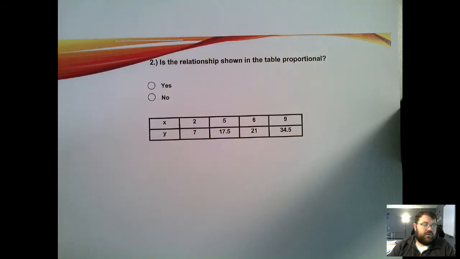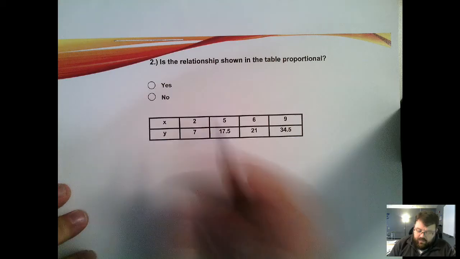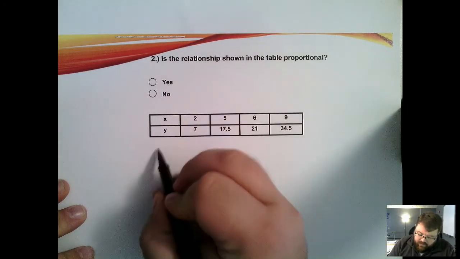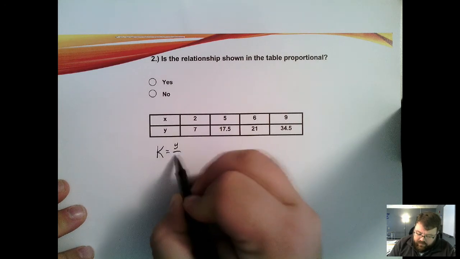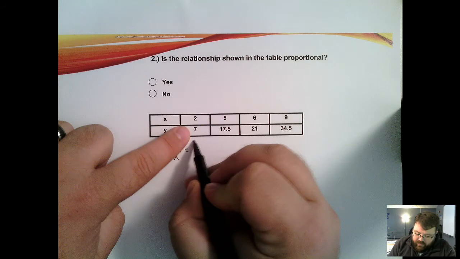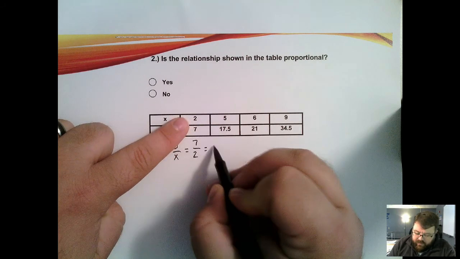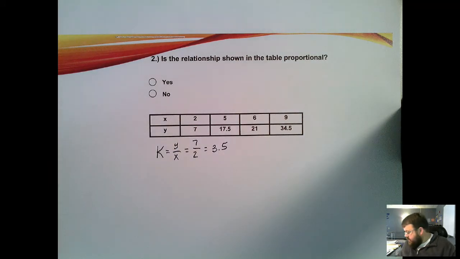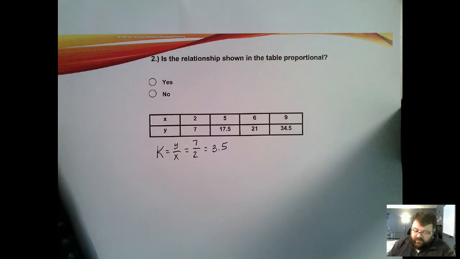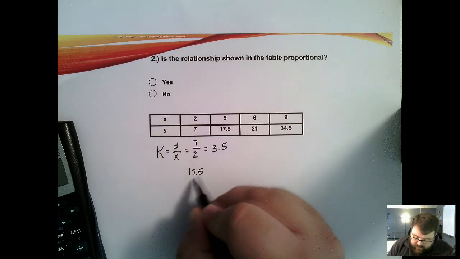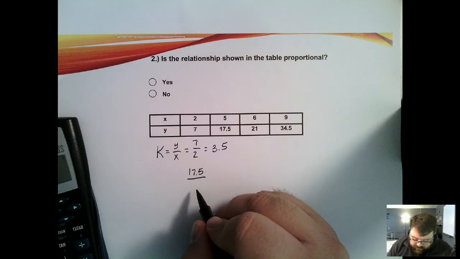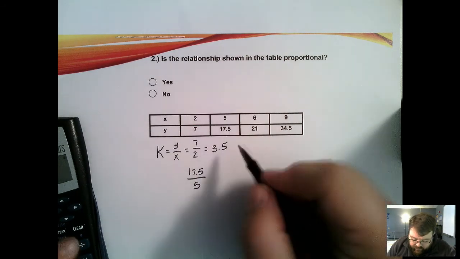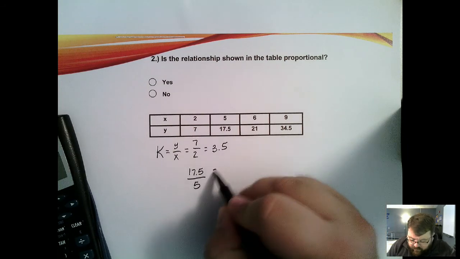Number 2, is the relationship shown in the table proportional? Pause the video and answer the question. Alright, we have x and y. So the first thing, your constant is equal to y divided by x. Our first y value is 7 out of 2, and that is 3 5/10. The second y value is 17.5, 17 5/10 divided by 5, which is the x value, which is 3 1/2 as well.